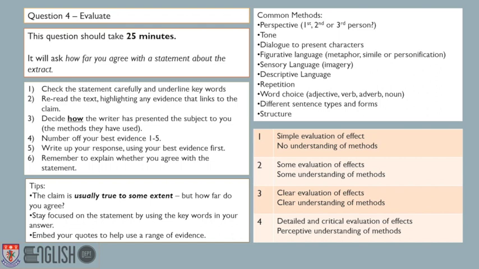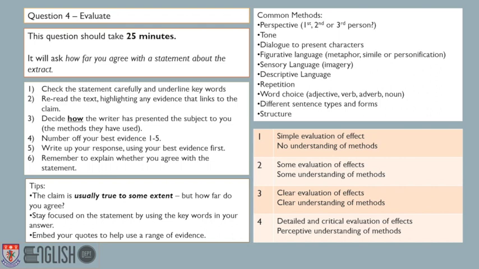As I said, it needs to take about 25 minutes, and it's going to ask you how far you agree with a statement about an extract. To start with, you should check that statement carefully and underline the key words in it. The key words in this question were darker and chilling tone. They're vital because your answer really needs to address the meaning of those two words. Is it darker? Is it creating a chilling tone? And if so, how? Secondly, you then need to reread the text, or at least that section of the text, and highlight any evidence that you think links to the claim, whether you think it supports it, or possibly whether it maybe doesn't support it.